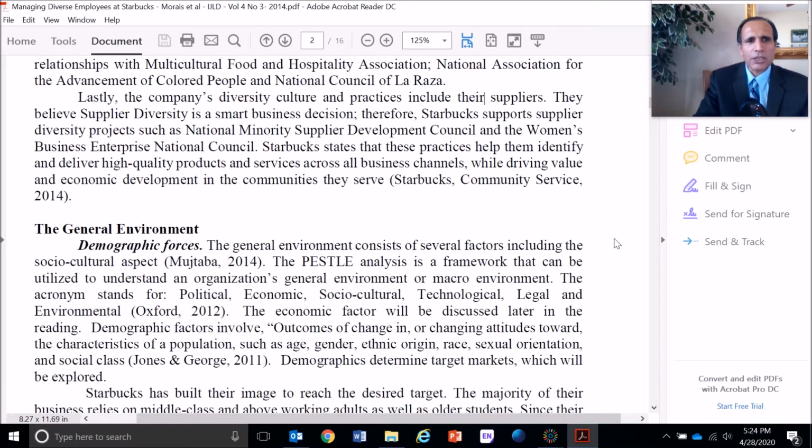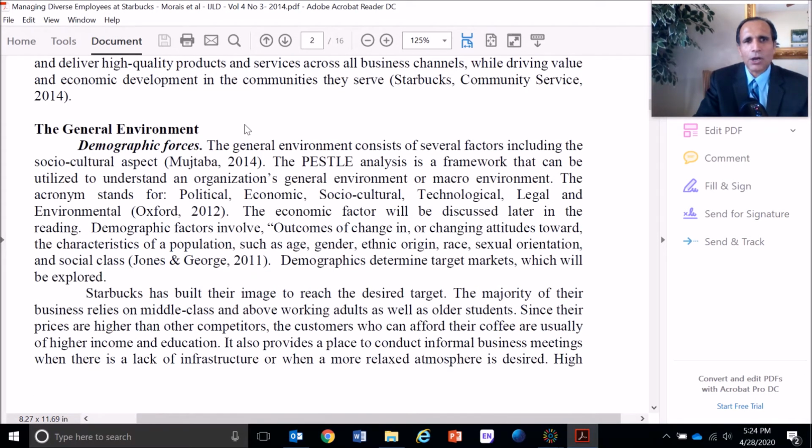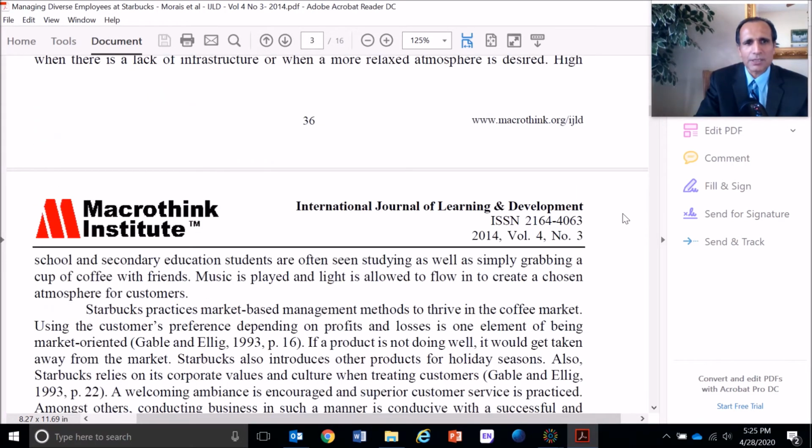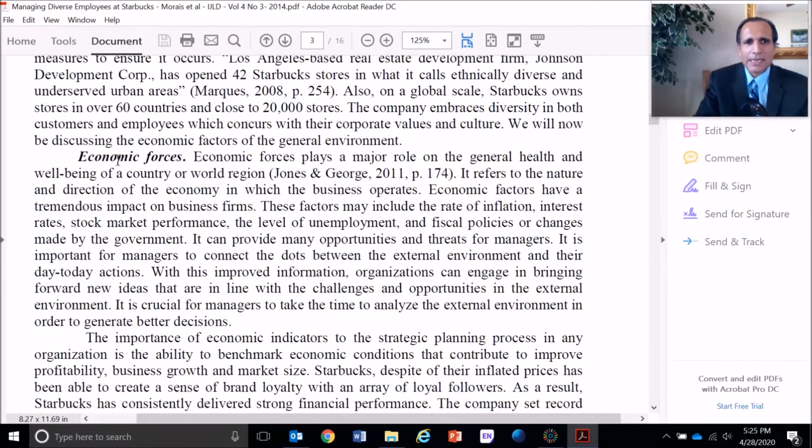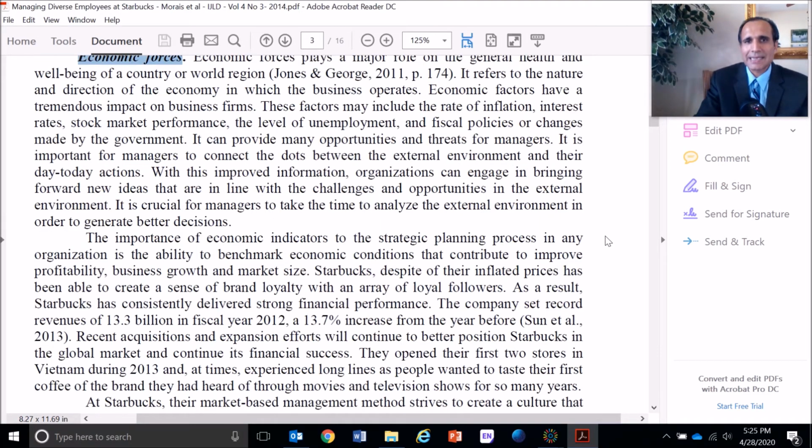So you can continue reading. You can see they talk about the general environment, like demographic forces, how the company is being impacted by demographic changes. And then you see economic forces here, and what they need to do to obviously stay successful.